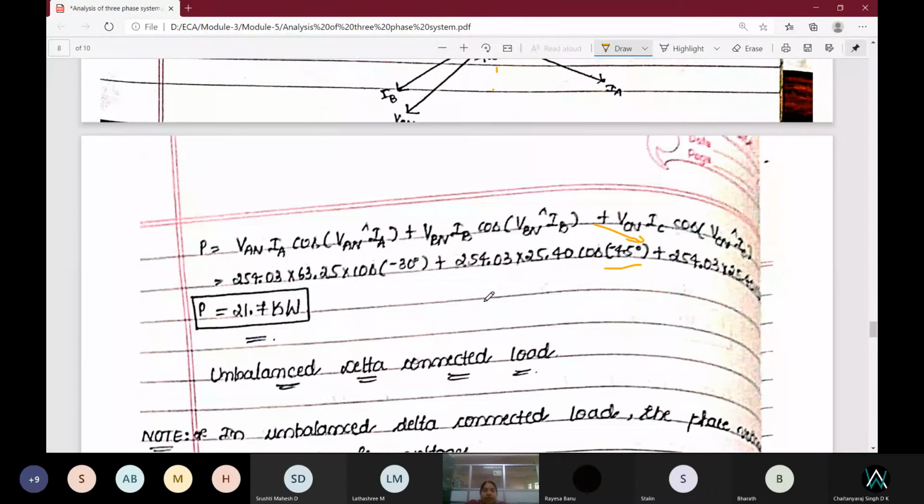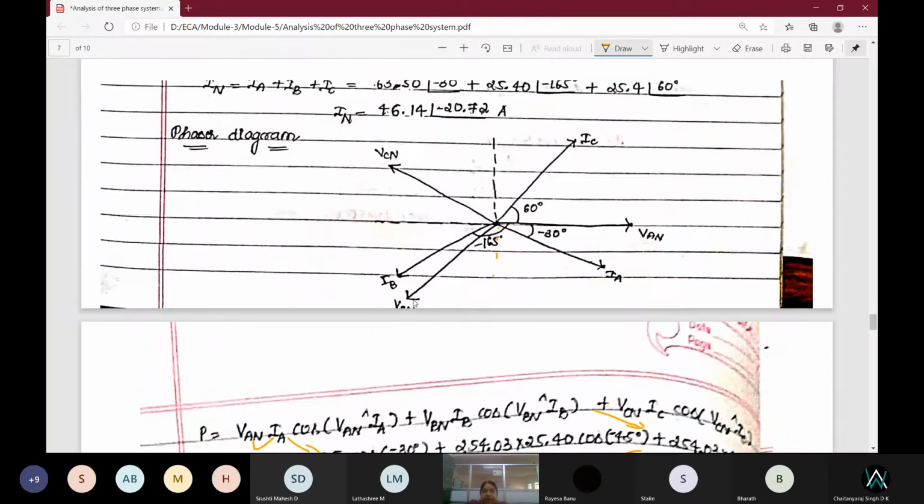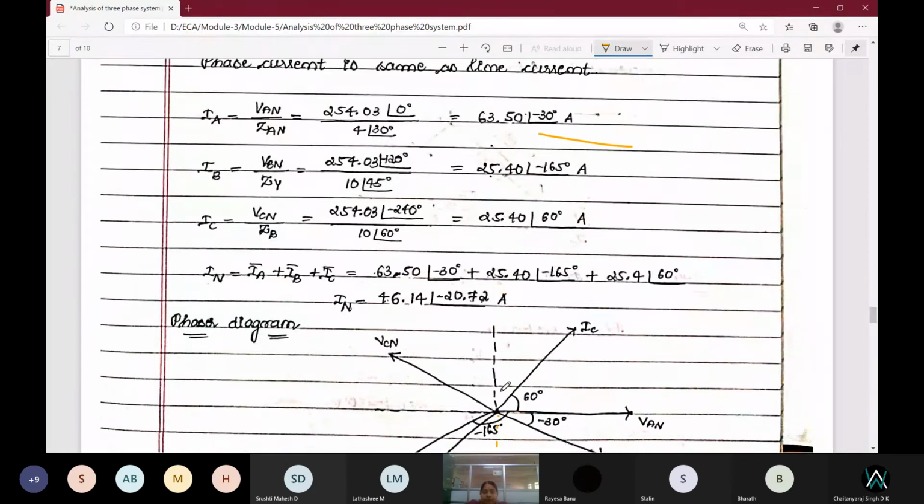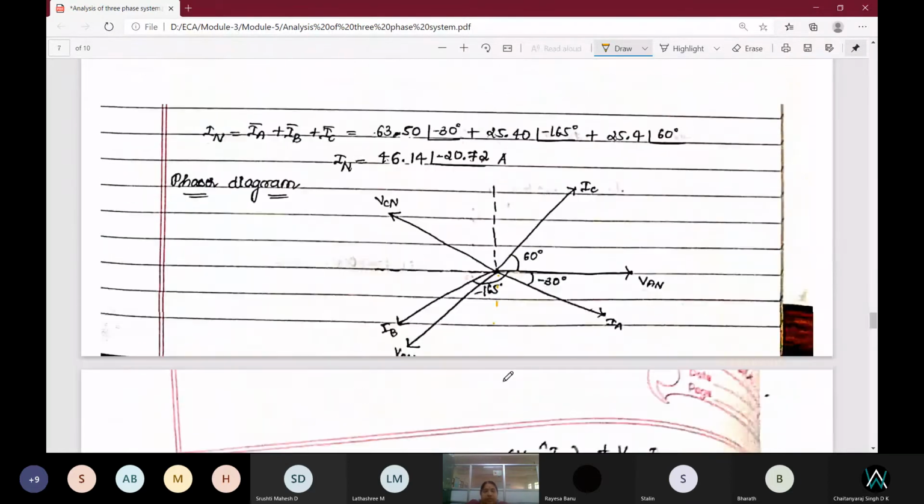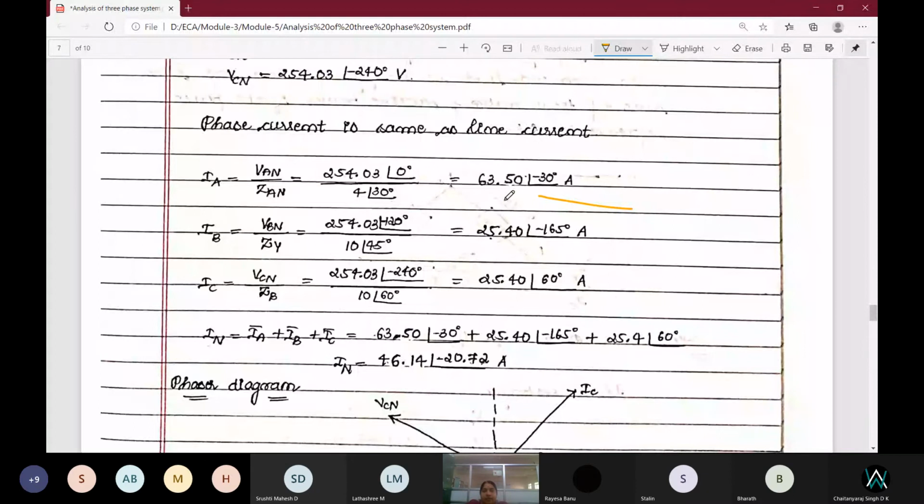That way you have to calculate and you have to find out the power. One more thing, VAN and we have written here this IA only magnitude. We are not writing the angle here. We are writing only 63.25. That is the IA current. Okay, 63.50.